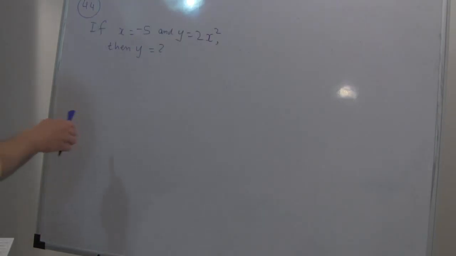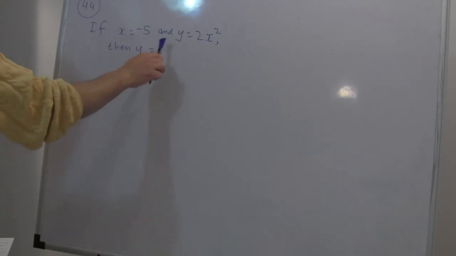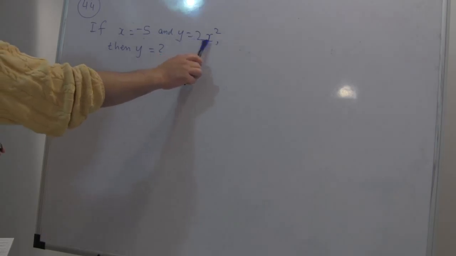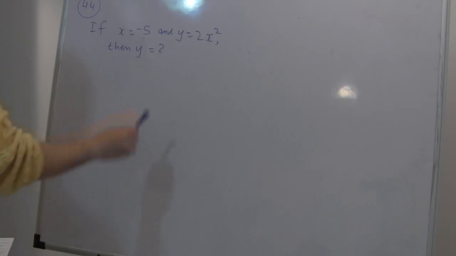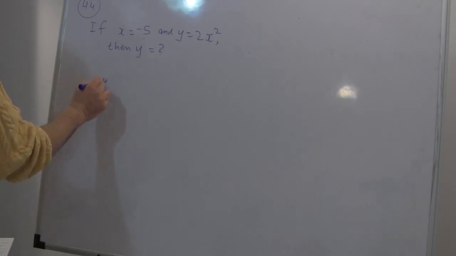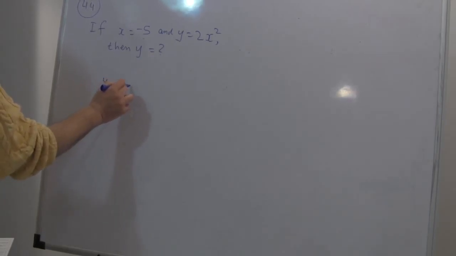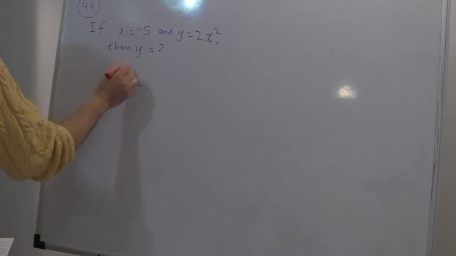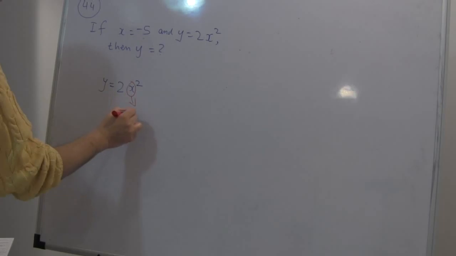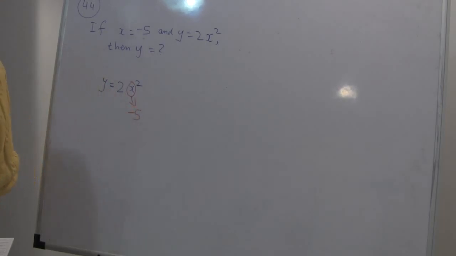So take a look at the question. If x equals -5 and y equals 2x square, then find y. It is given that y equals 2x square. But we already know what x is, right? We know x is -5.